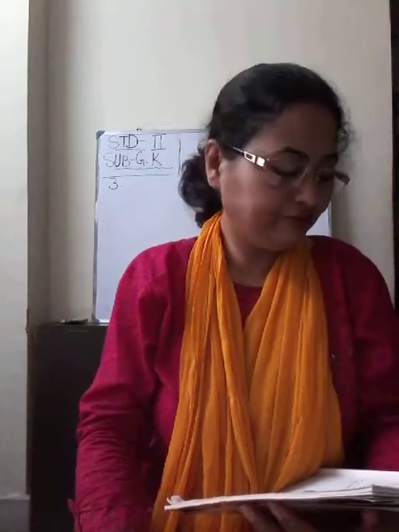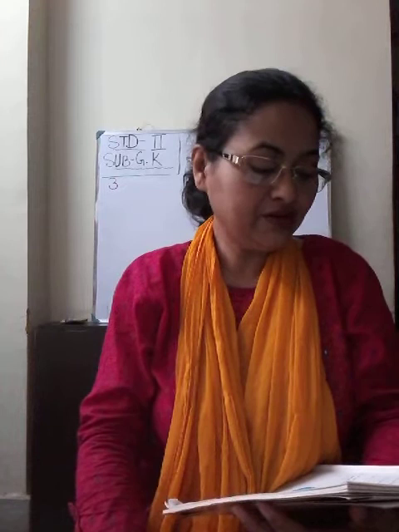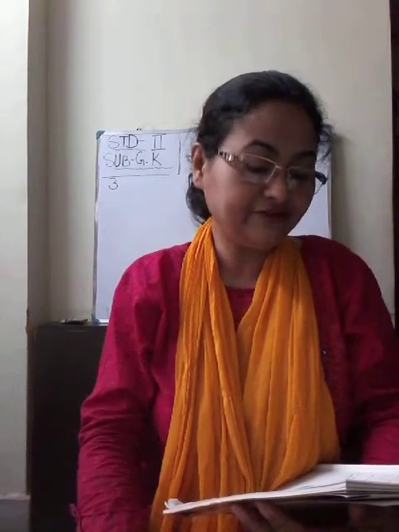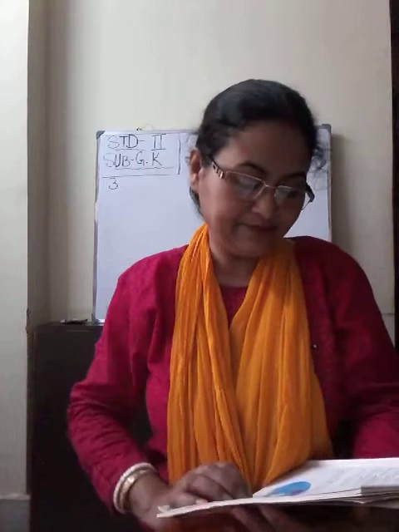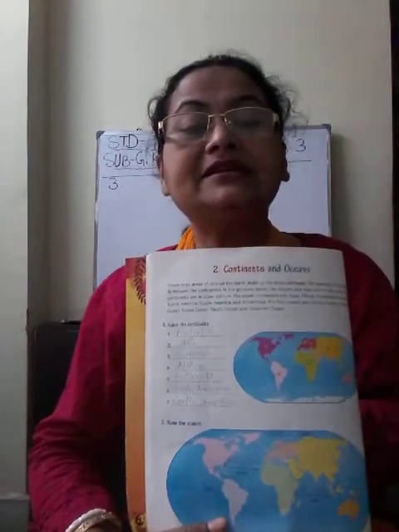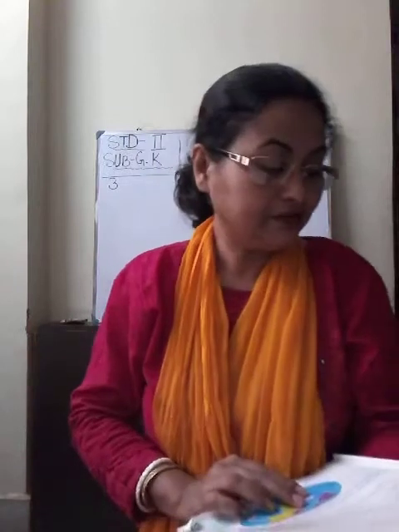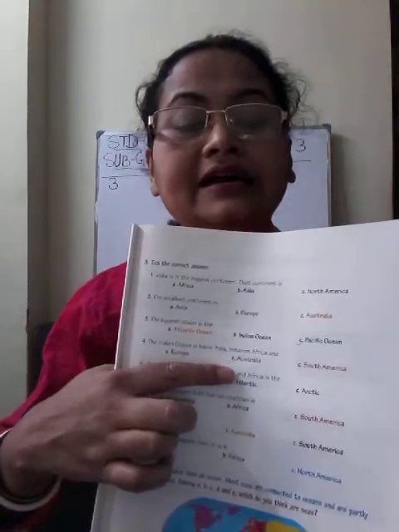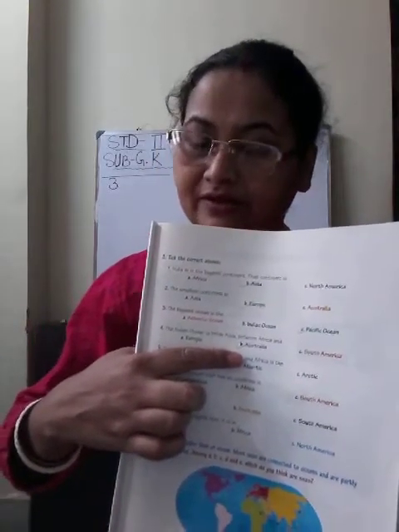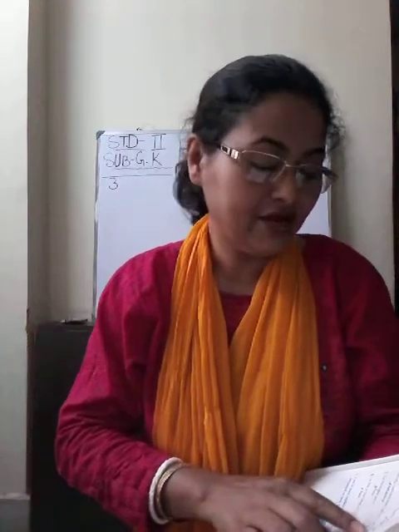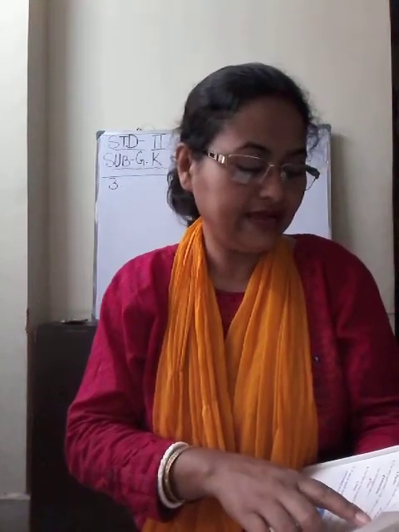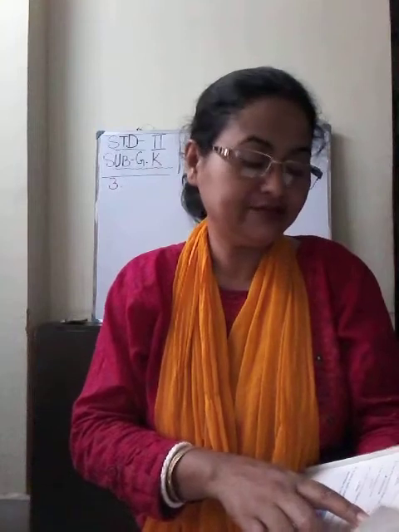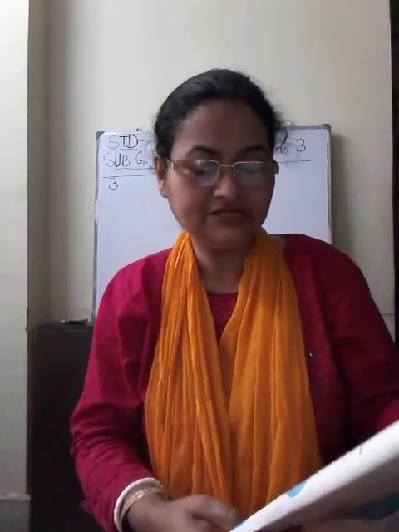Now number 4. The Indian Ocean is below Asia, between Africa and... Now you have to see the picture. From the picture on the last page you can find out. The Indian Ocean is below Asia and between Africa and Australia. The correct answer is Australia. The Indian Ocean is between Africa and Australia.